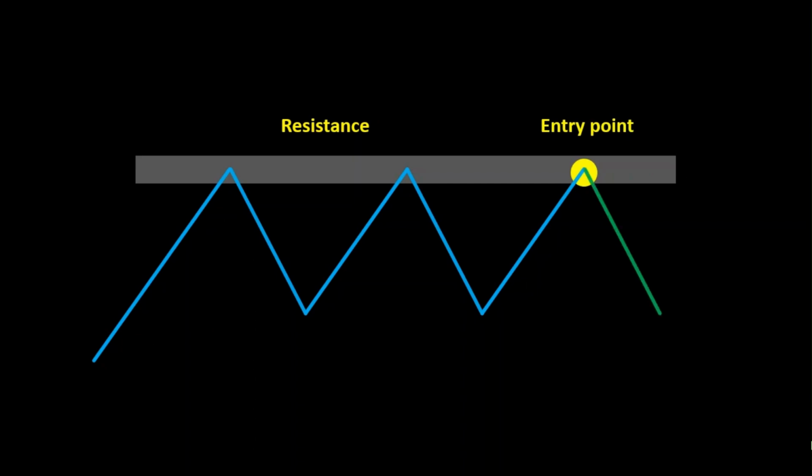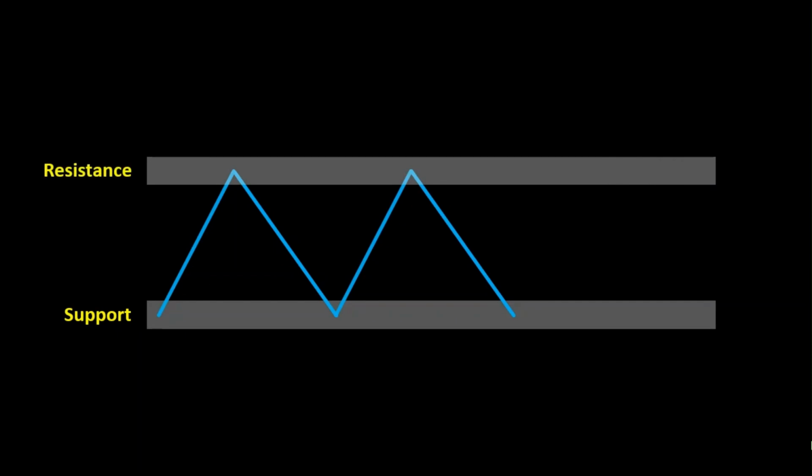When support and resistance are formed and the price is ranging between these two levels, the strength of support or resistance depends on the number of rejections. We can take a buy trade at the support level and a sell trade at the resistance level until the price breaks any of the two levels.